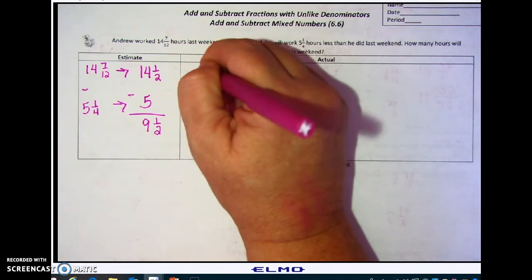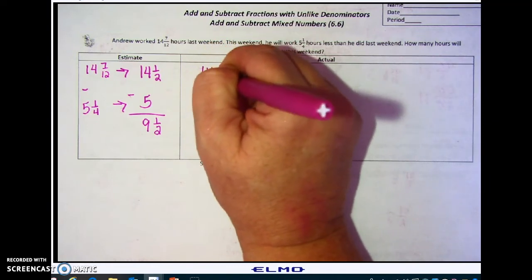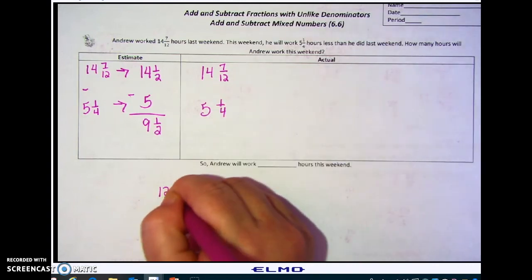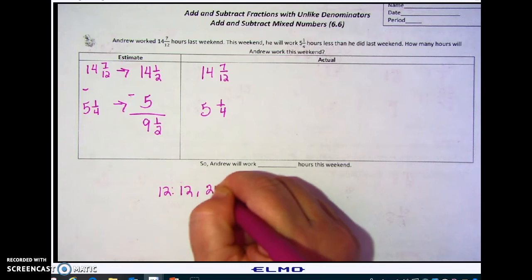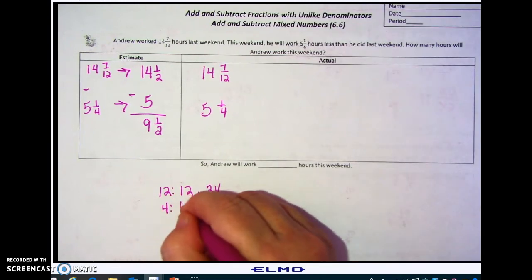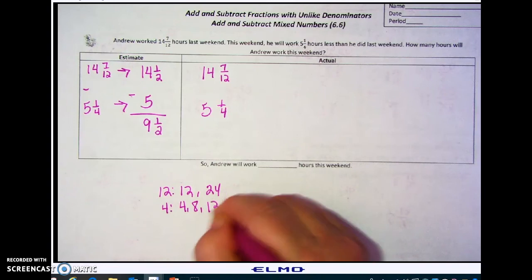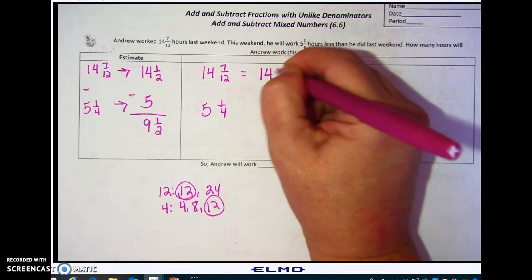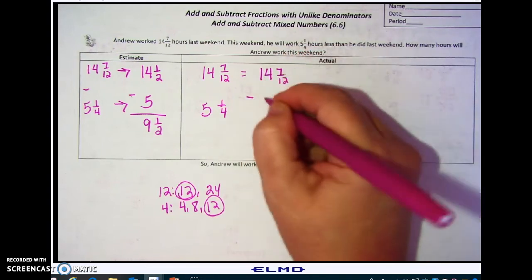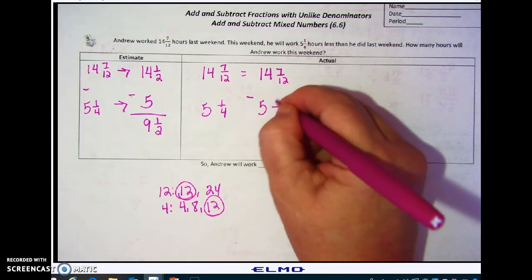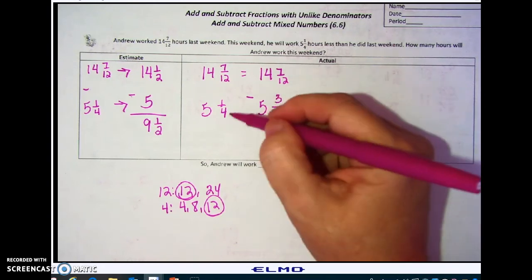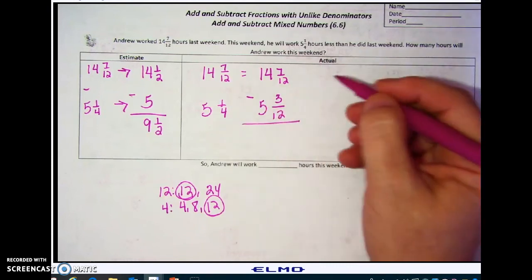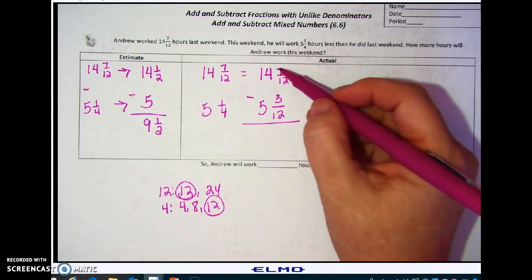So now I need to find my least common denominator for 14 7/12 and 5 1/4. So I have 12, 24, and I have 4, 8, 12. So my least common denominator is going to be 12. So I have 14 7/12 minus 5 3/12. Because 3 times 4 is 12, so 3 times 1 is 3. So let's subtract.